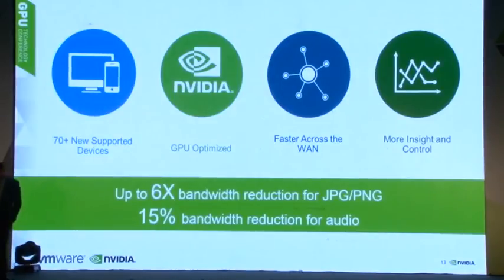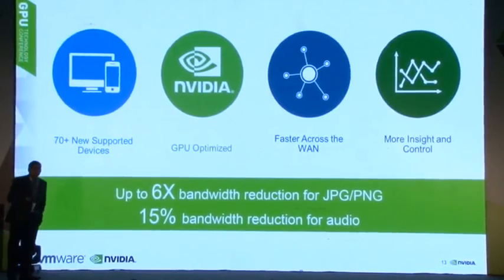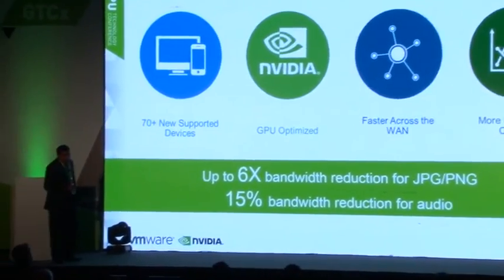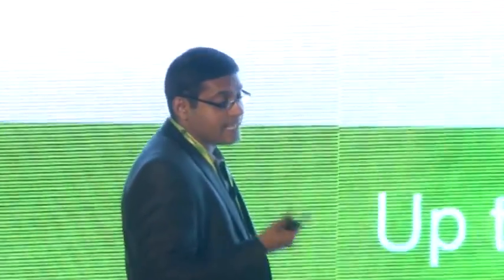What we support as part of our VMware offering with VDI and graphics is 70 plus newly supported devices across various flavors: Android, Windows, iOS, and Raspberry Pi clients as well. It is GPU optimized, which is an important factor when you are on a cellular network while traveling and want to access a graphic design application on your iPad. There is faster access across the WAN, more insight and control for IT administrators to see what is being accessed, and up to 6x bandwidth reduction for a JPG or PNG file when it is streamed from a data center.